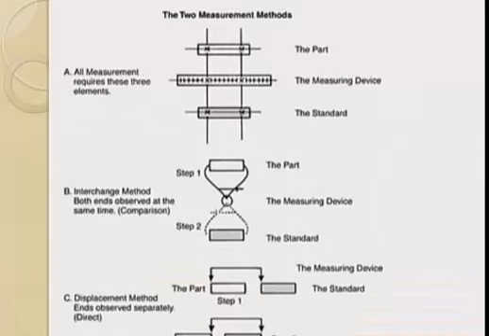There are two measurement methods. All measurement requires these three elements: a part, a measuring device, and a standard. In the interchange method, both ends are observed at the same time. In the displacement method, ends are observed separately.